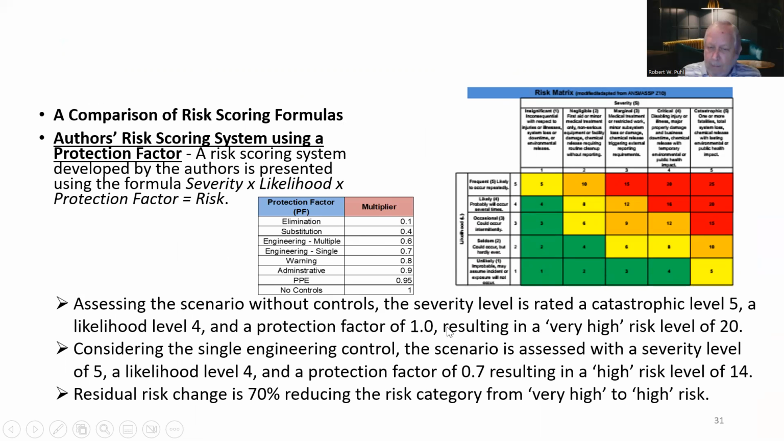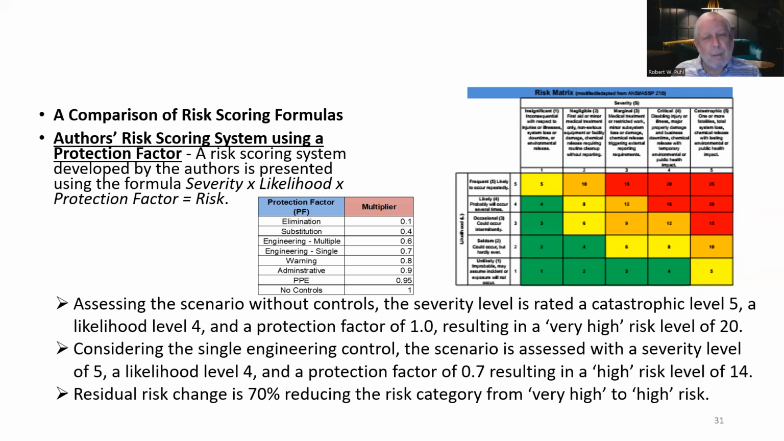So 5 times 4 times 1 times 1 times 1 times 1, how many times do you want to go? It still is 20. Considering the single engineering control, the scenario is assessed with a severity level of 5, a likelihood of 4, that's 20, a protection factor of 0.7, resulting in a high risk level of 14. Residual risk change is 70%, reducing the risk category from very high to high. 20, okay, whatever.